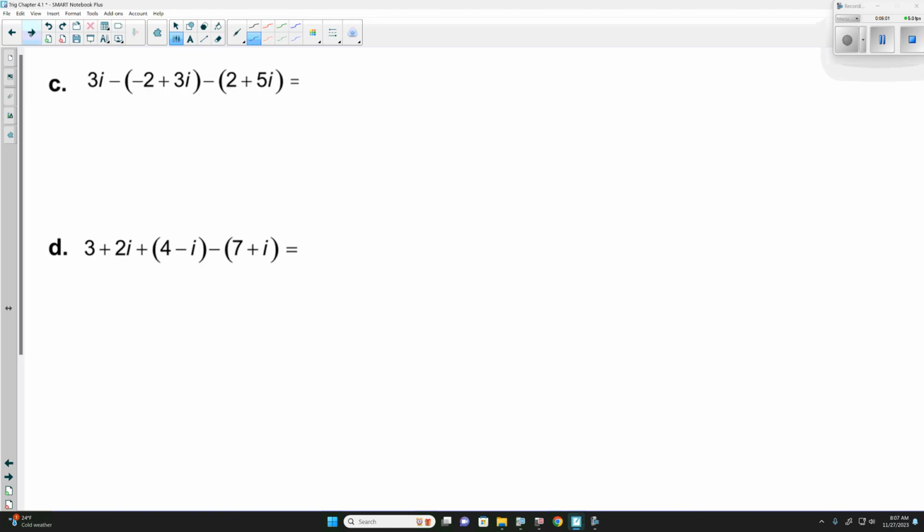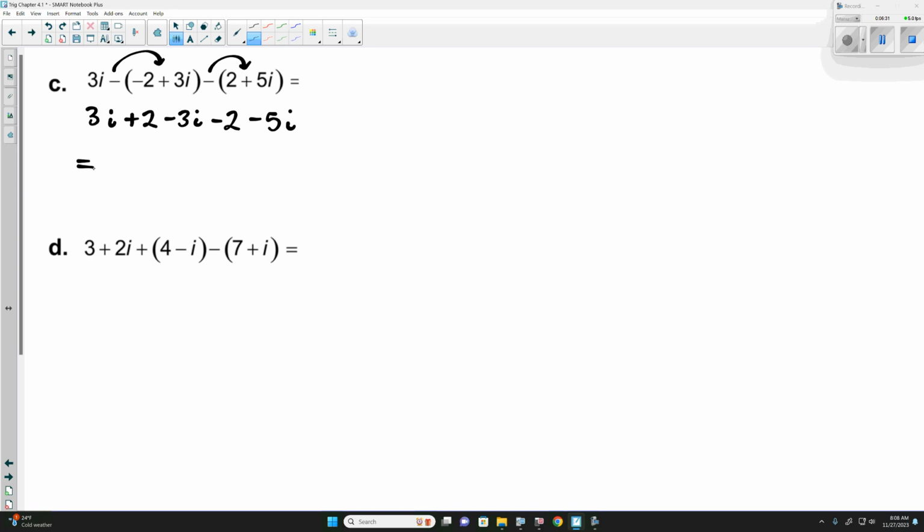I mean, these next two, we could type them in exactly as we see them. Now, I'm going to write the first one out, C, because we would have 3I. Because of this minus in front of the parentheses, we will have to distribute it out if we're doing it by hand. Our negative 2 is going to become positive 2. Our positive 3I is going to become negative 3I. Same thing with our second set of parentheses. Our positive 2 is now negative 2. Our positive 5I is now negative 5I.